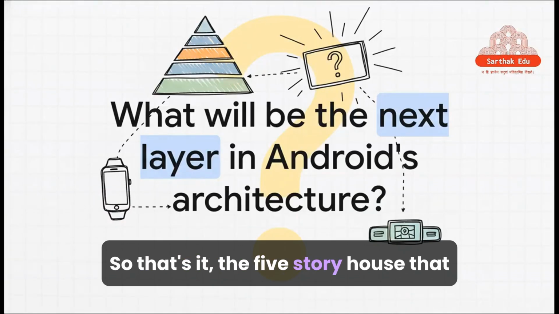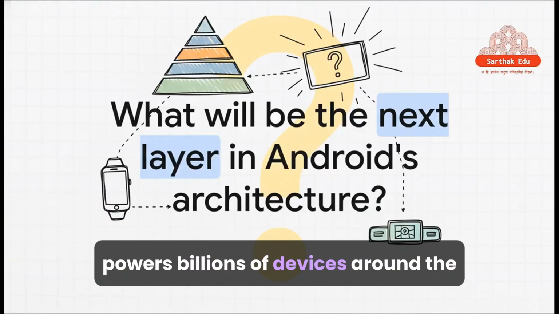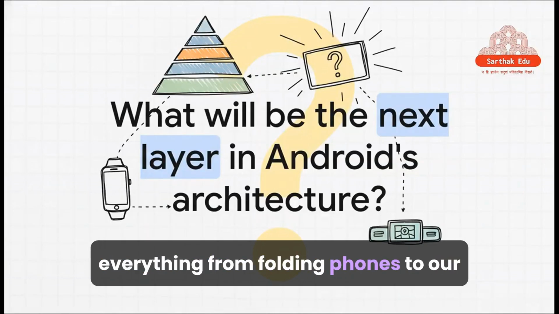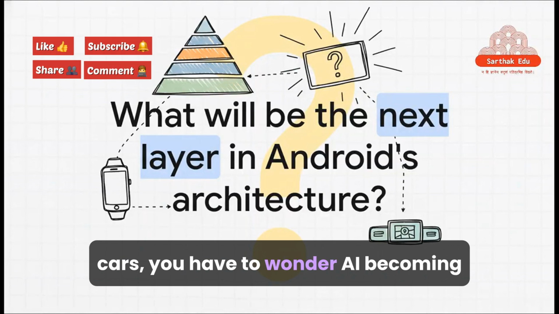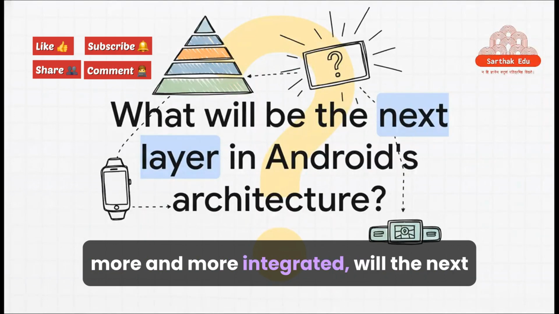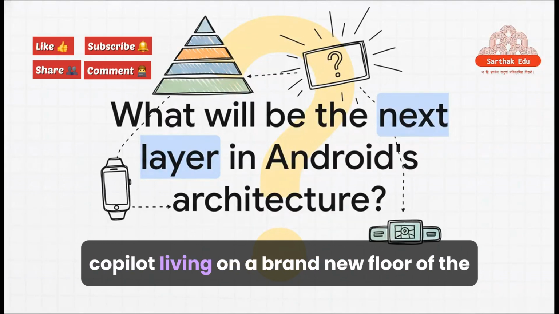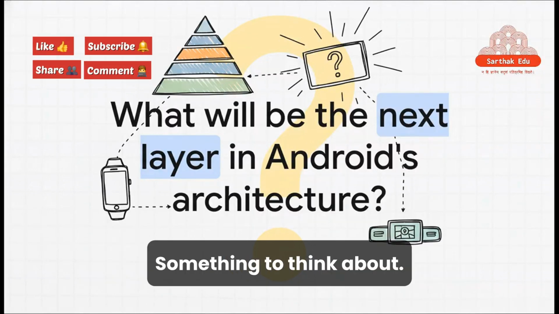So that's it, the 5-story house that powers billions of devices around the world. But as Android keeps expanding into everything from folding phones to our cars, you have to wonder, with AI becoming more and more integrated, will the next layer be less of a tool and more of a co-pilot living on a brand new floor of the house? Something to think about.